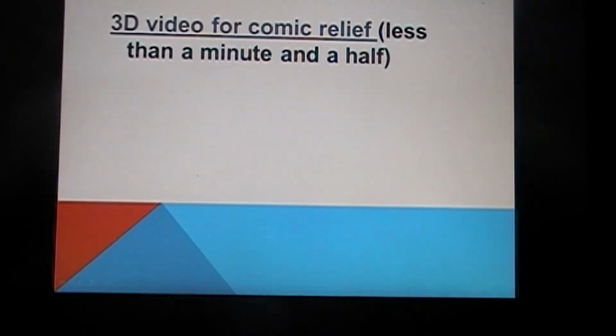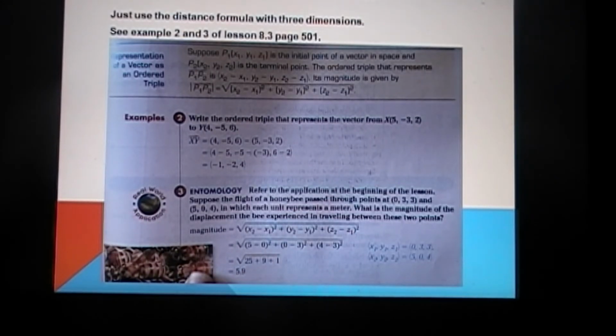All right, and now we're back to our normal proceeding show, vectors. To find the magnitude of a 3D vector, just use the distance formula with 3 dimensions. For example, examples 2 and 3 of lesson 8.3, page 501. You will see it shows the distance formula, and you will see how it actually found the vector xy. Notice that to find the vector xy, you take the y values minus the x values. That's right. You take the last and subtract the first.